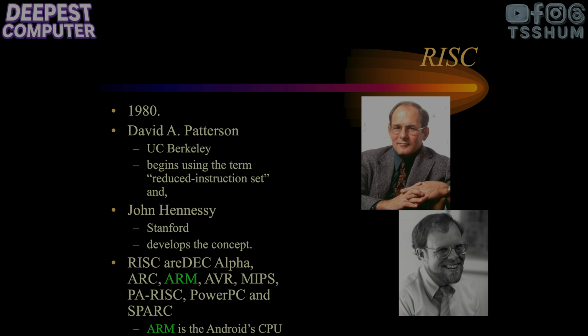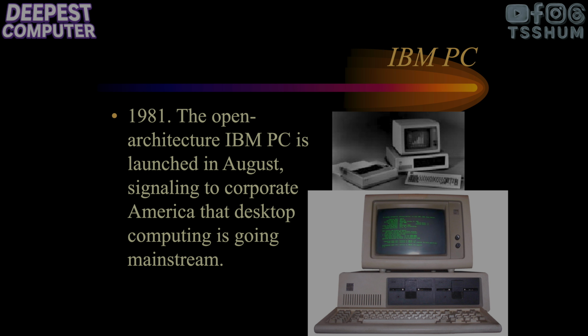The concept of RISC, or Reduced Instruction Set Computing, developed in 1980. David A. Patterson began using the term, and John Hennessy developed the concept. ARM, the Android CPU, is one example of RISC architecture. 1981 marked a turning point as the open architecture IBM PC launched in August. This event signaled that desktop computing was going mainstream for corporate America.